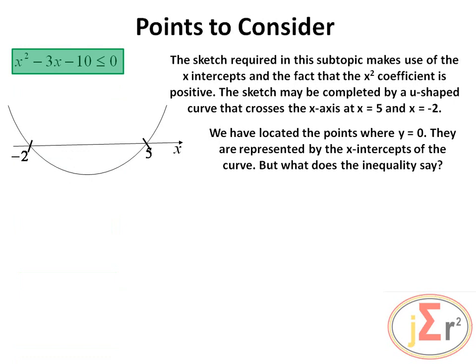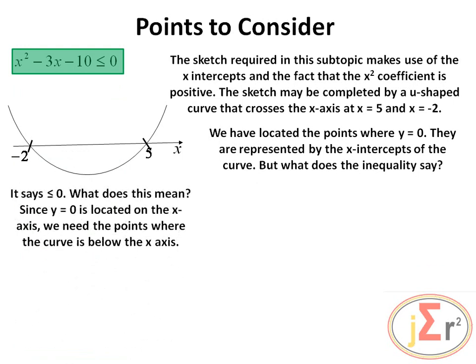So what is less than or equal to 0? But what does this mean? Since y is equal to 0 is located on the x-axis, we need the points where the curve is below the x-axis. Remember that we are solving the inequality for y. Y, or f of x, or the expression, is less than or equal to 0.